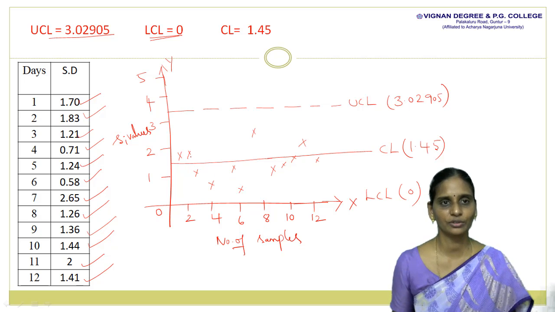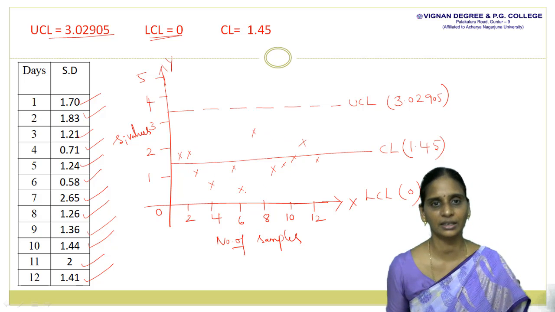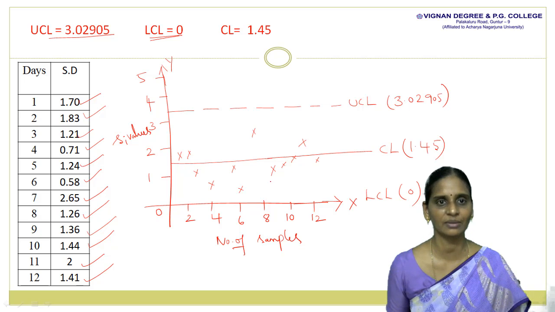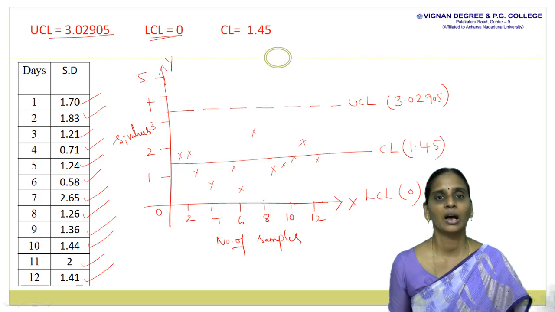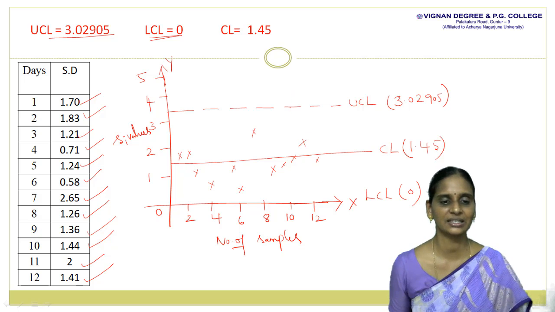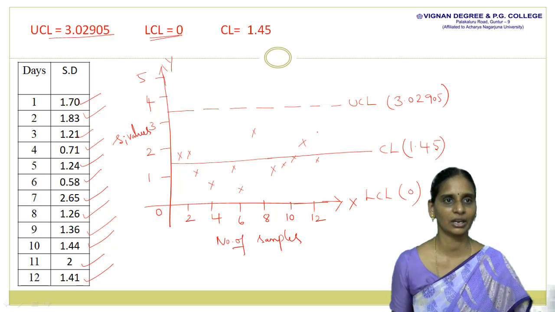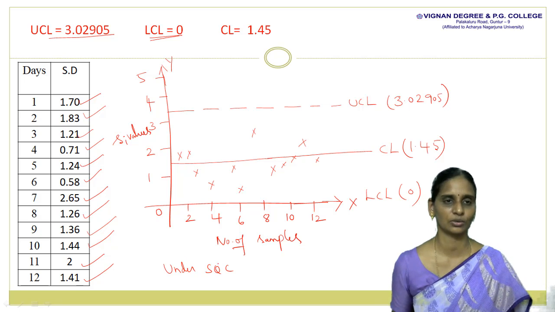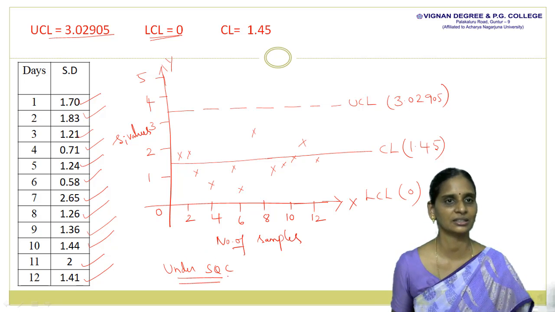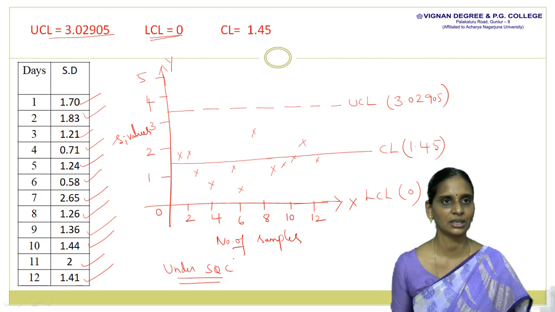Here we have to observe the sample standard deviation values. These are the Si values. No point falls outside the 3 sigma control limits. We conclude that the process is under statistical quality control based on the standard deviation chart. So the process is under statistical quality control in this question.